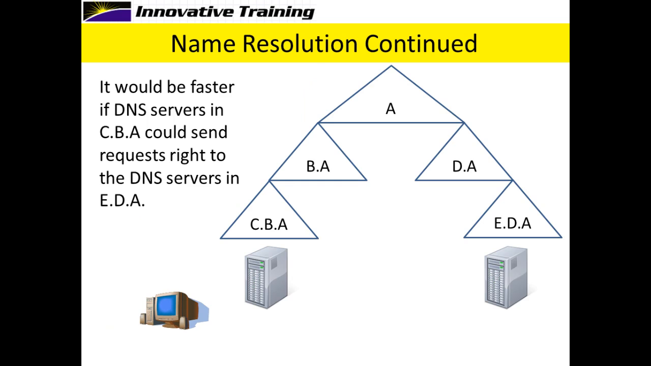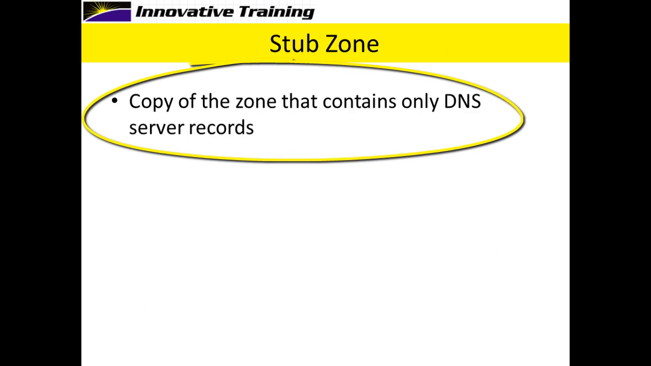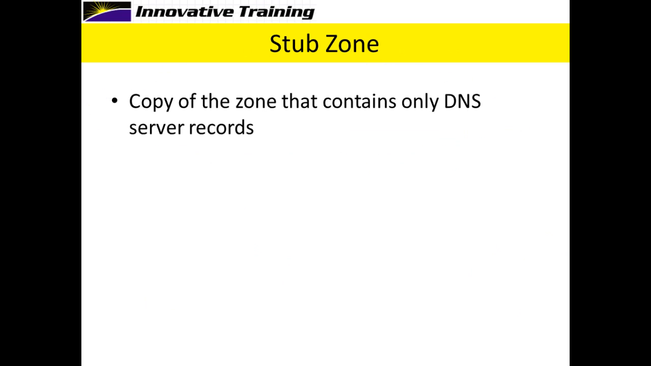It would be a lot faster if when the client contacts its DNS server, it could send the request right to the DNS servers in EDA and have the answer come directly back. A stub zone is a copy of the zone that contains only the DNS server records. If all that server has is a stub zone, it would hit the stub zone and shoot sideways to talk to the DNS servers that are authoritative for that domain.